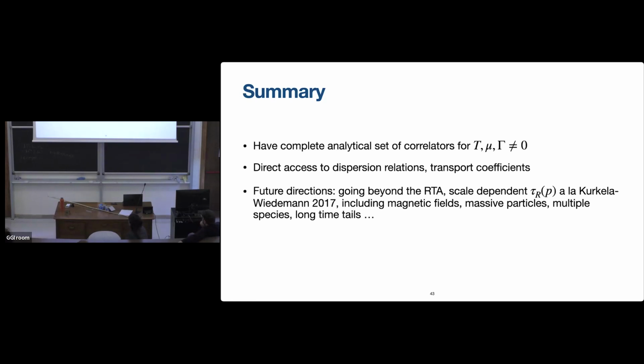There are a few directions I want to highlight. This previous section is about going beyond the RTA and using its elegant simplicity to maybe say something about the BBGKY hierarchy. Some things we haven't included are a momentum-dependent relaxation time, such as Kurkel and Wiedemann did in 2017. But also, what about magnetic fields, massive particles, many species, long time tails, stochastic fluctuations, and things like this. With that, I want to thank you for the attention, and I'm here for any questions.